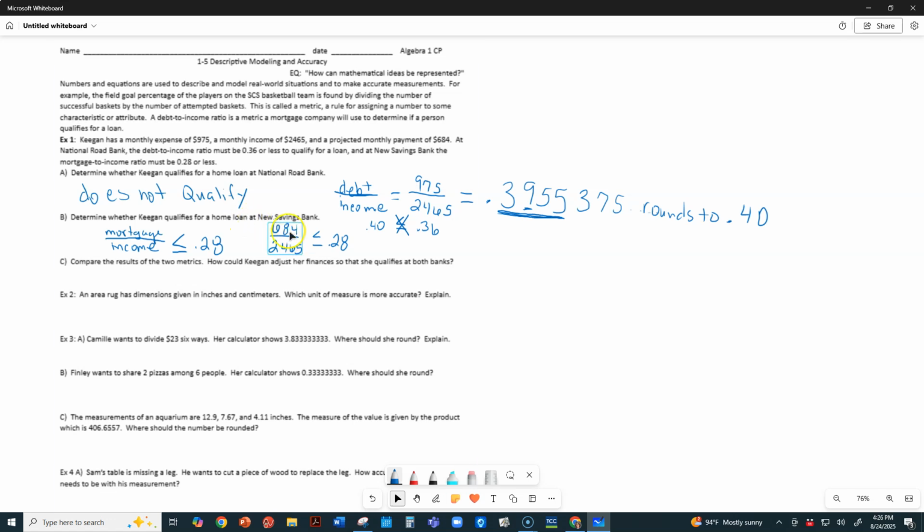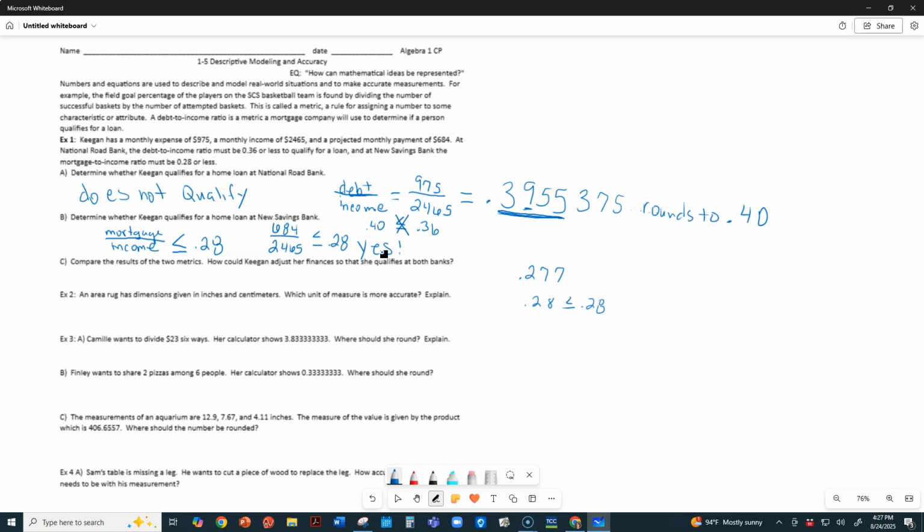So I'm going to type this on the calculator. 684 divided by 2465, and that comes out to be, I need 2 decimal places. That comes out to be, I'm running out of room, so I'm going to do 0.277, which rounds to be 0.28, and it says it can be less than or equal to 0.28. So 0.28 is equal to 0.28. So does he qualify? We'll say yes, he does qualify.